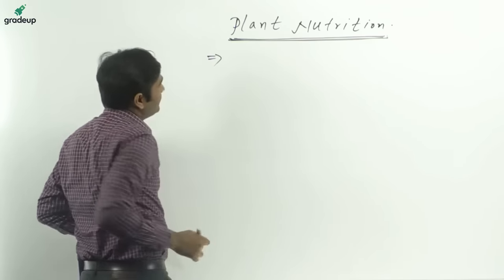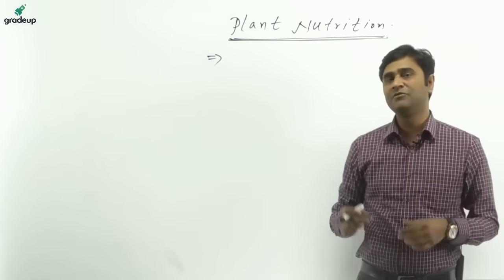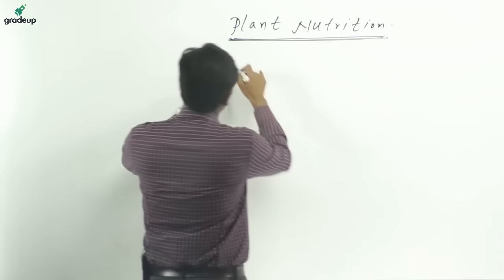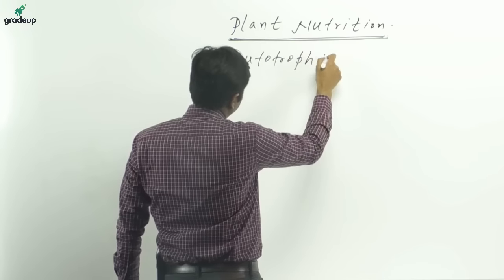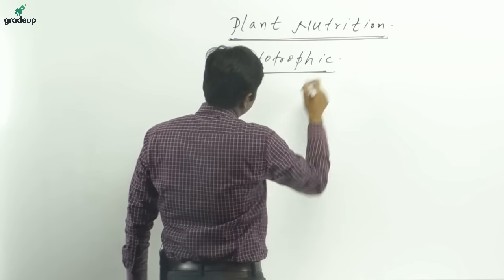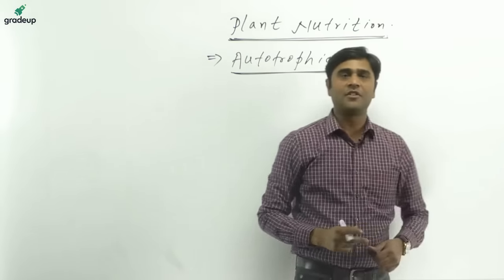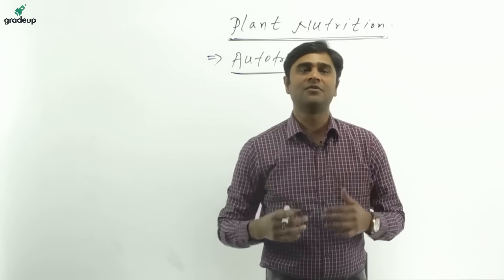So let us start with plant nutrition. If you talk about plant nutrition, then we can say that plants are autotrophic. Plants are autotrophic means plants make their own food, plants synthesize their own food.